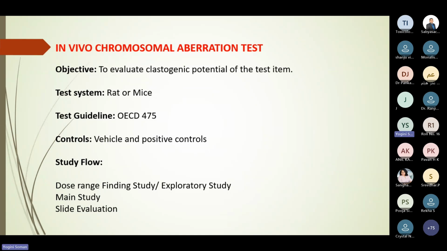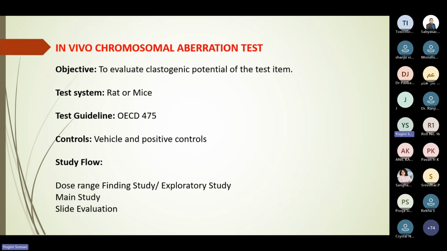So what is the study flow? The first part of any assay is the solubility of the test item, which is the most crucial part. For the in vivo chromosomal aberration test, you can use a range of different vehicles. So the first choice of vehicle is of course aqueous vehicles.